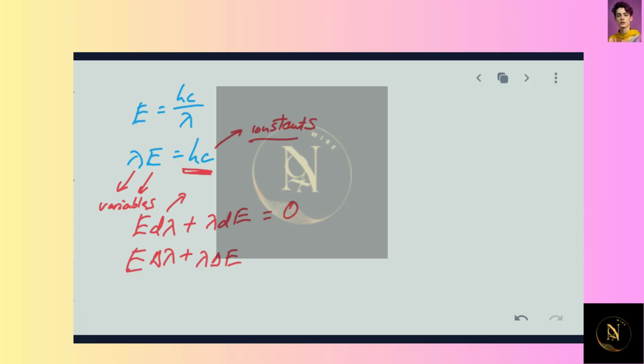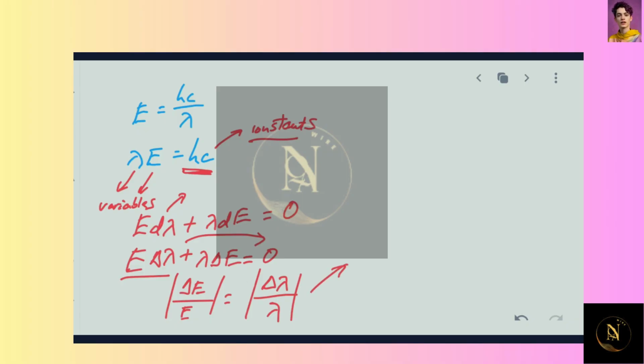We want to find delta E over E, so we bring the other term to the right-hand side and divide E over, so it becomes negative delta lambda over lambda. And if you take the absolute value, this is the expression that we need.